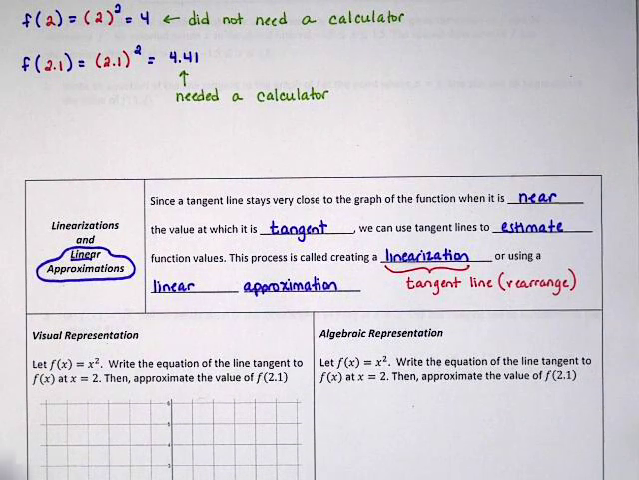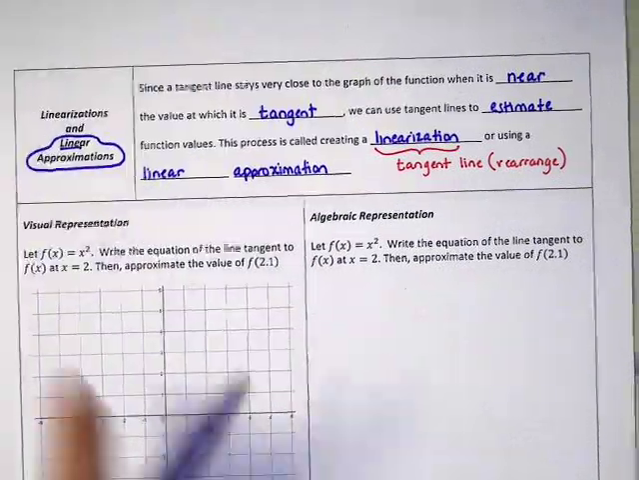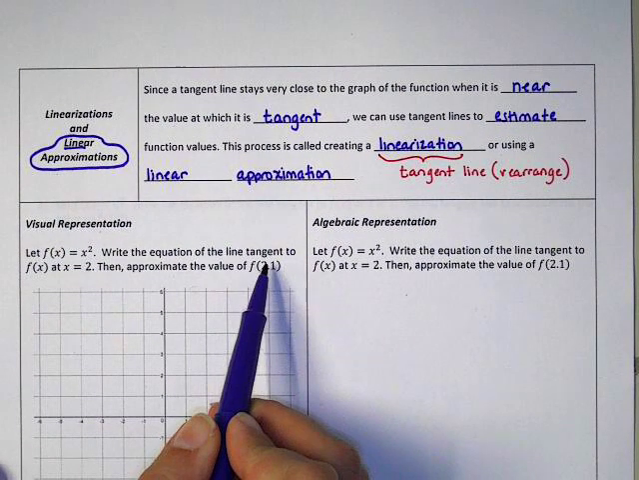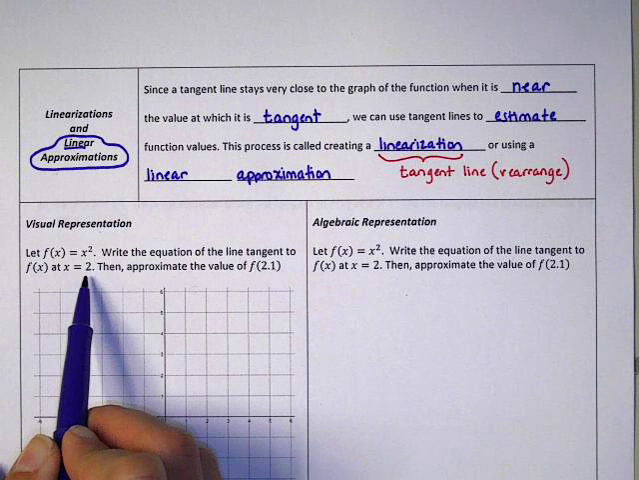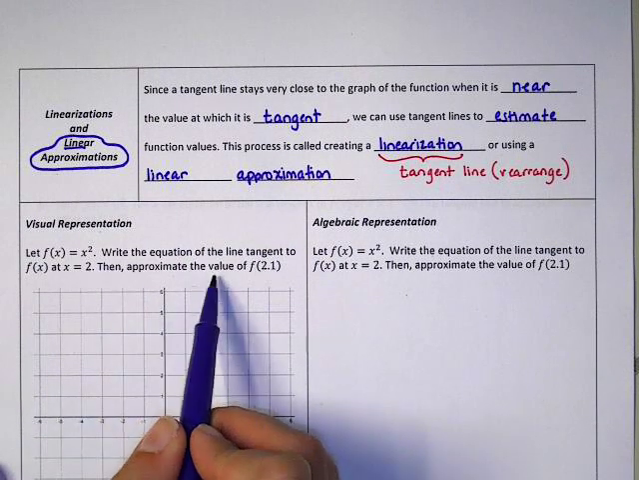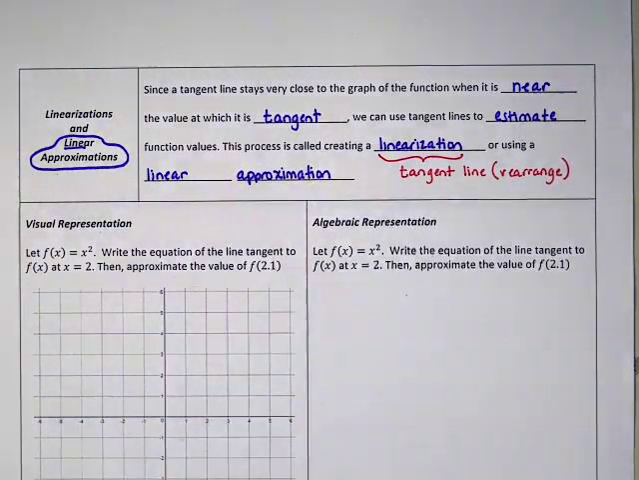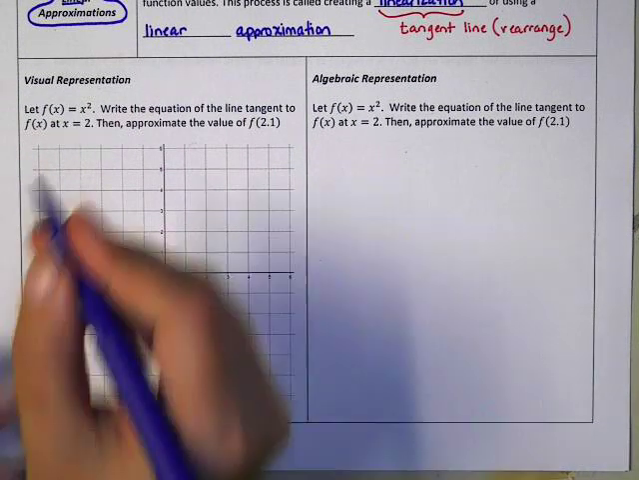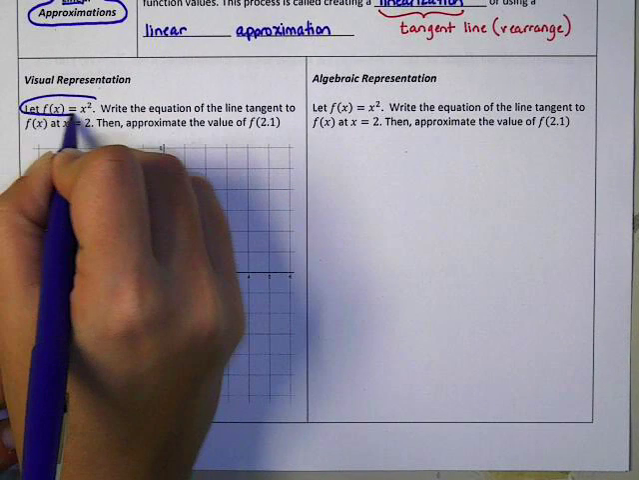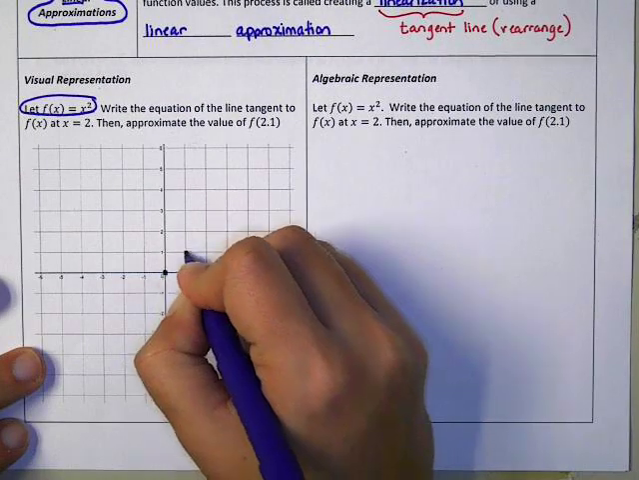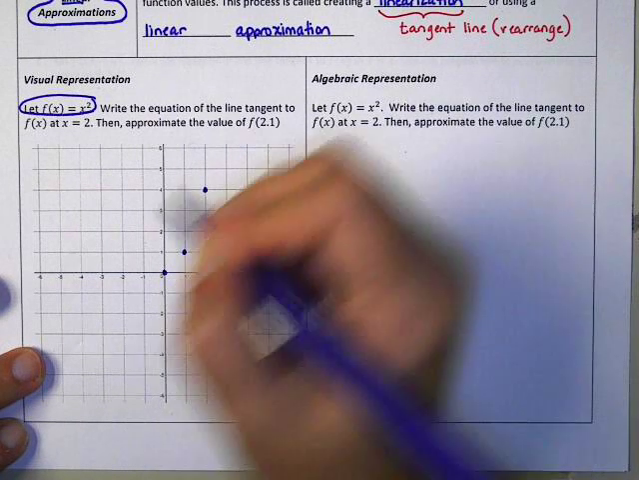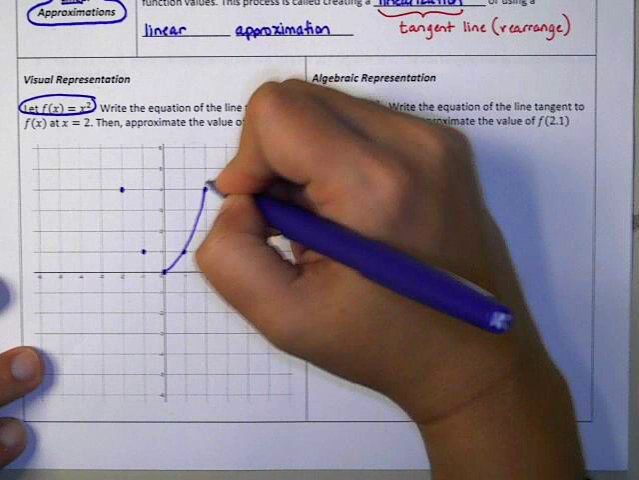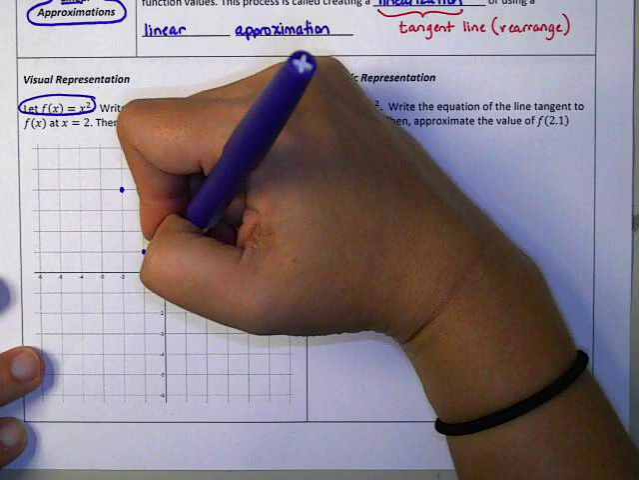In a visual representation, if a problem says let f of x equal x squared, write the equation of the line that is tangent to f of x at x equals 2, then approximate the value of f of 2.1. Visually, here's what's happening. We're looking at the graph of f of x equals x squared. It goes through (1, 1), (2, 4), (-1, 1), (-2, 4), so x squared would look like this.